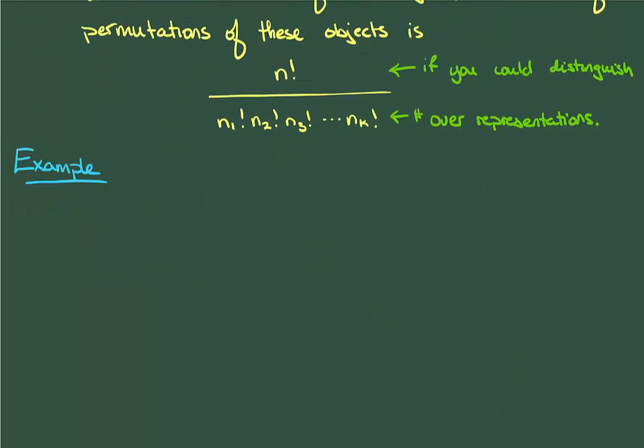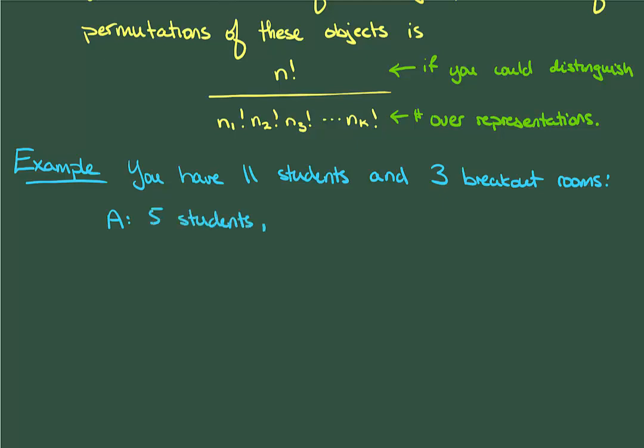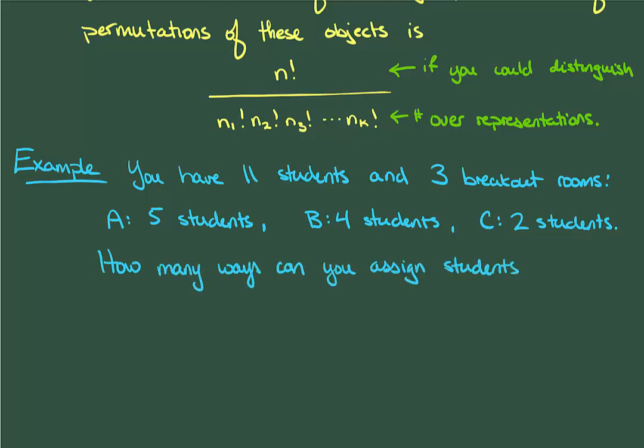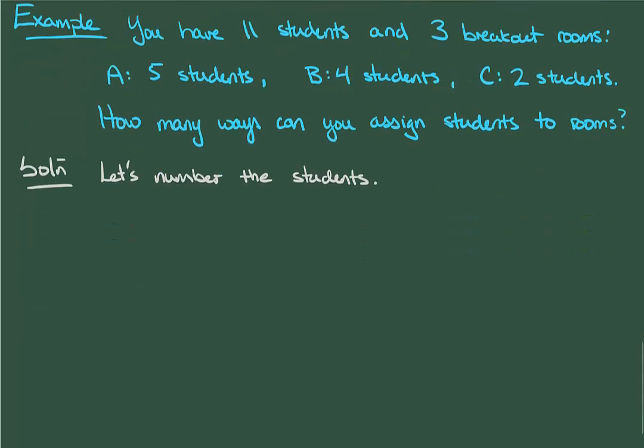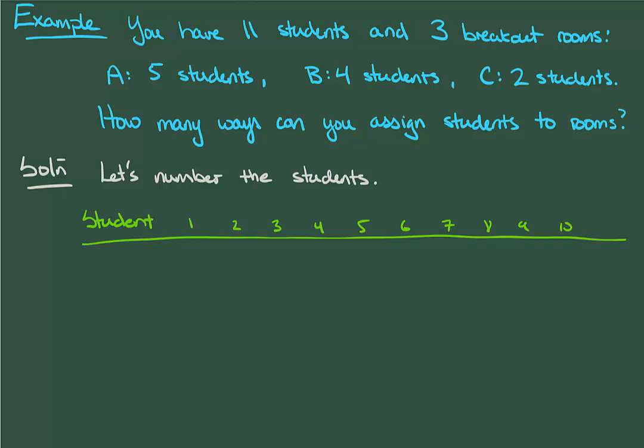For another example, let's say you have 11 students, and you want to divide them into 3 breakout rooms. Breakout room A holds 5 students, room B holds 4 students, room C only holds 2. How many ways are there of sending the students to each of the rooms? To solve this, we're actually going to do the opposite, and we're going to assign rooms to students, not students to rooms. Let's start out by numbering our students from 1 to 11, like so. Beneath each student, I'm going to indicate which room I'm assigning them to. And this, of course, is just one possible example.